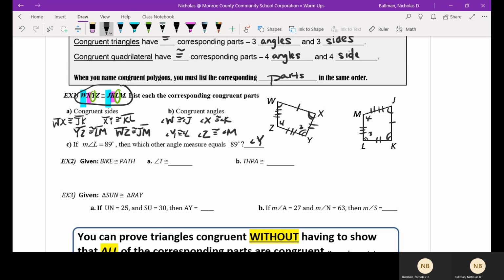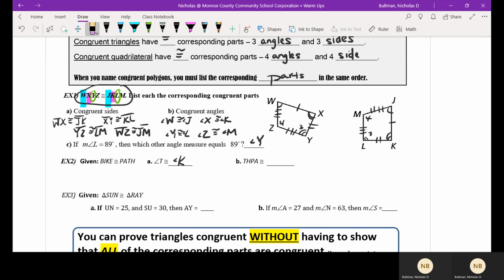Okay, so for example 2, keep that in mind. So angle T, what's congruent to angle T? Well, T was the third letter here in that grouping of points. So what's the third letter in my other grouping of points? It's K. So angle K has to be congruent to angle T.